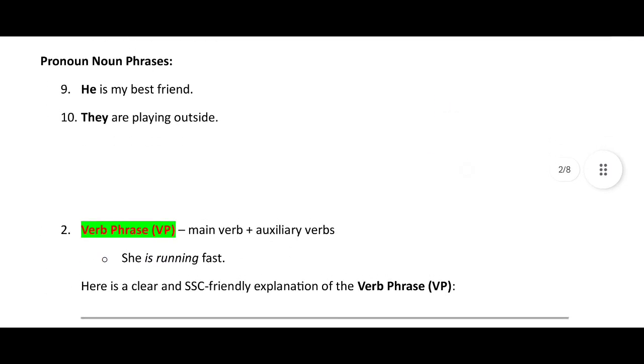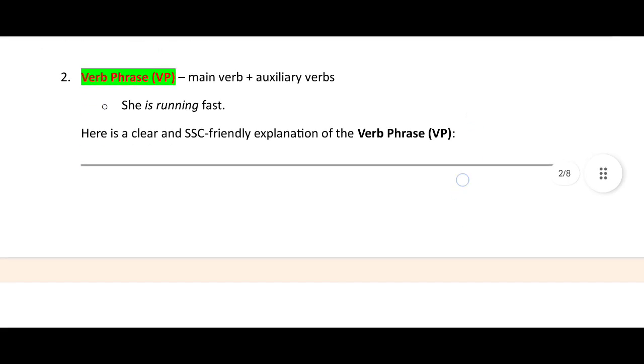Now let us go further. Pronoun noun phrases. He is my best friend. Here, he can be called a pronoun noun phrase. They are playing outside. Here, they can be called a pronoun noun phrase. Let us go further. Now it is time to discuss verb phrase.